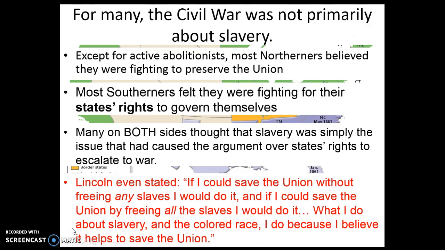Many on both sides thought that slavery was simply the issue that had caused the argument over states' rights, and it was the main issue that caused the argument, but it's not the main issue at hand, which was states' rights versus federal supremacy. Even Lincoln says, if I could save the Union without freeing any slaves, I would do it. If I could save the Union by freeing all slaves, I would do it. He doesn't really care about slavery. He's more concerned with preserving the Union. That will eventually change as we get later into the Civil War, but it's important to realize at the beginning, it's not about slavery for most people.